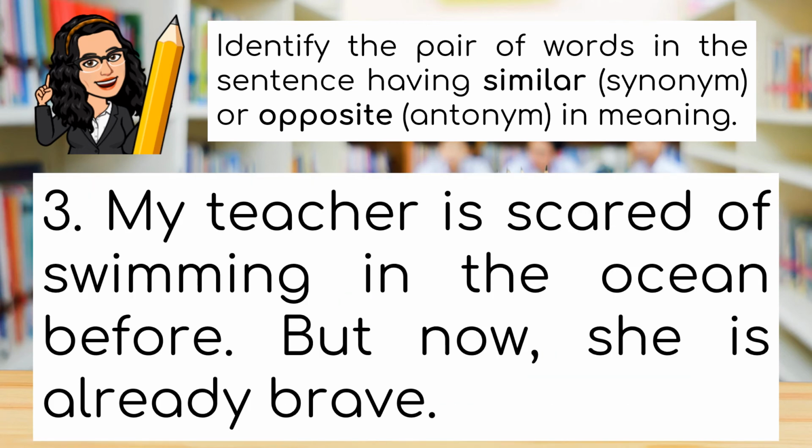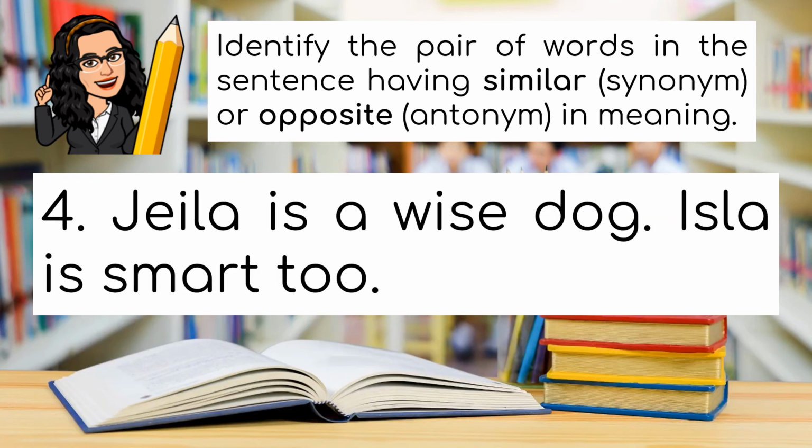Number 3. My teacher was scared of swimming in the ocean before, but now she is already brave. The opposite words or antonym are scared and brave. Number 4. Jayla is a wise dog. Ayla is smart too. The similar words or synonym are wise and smart.